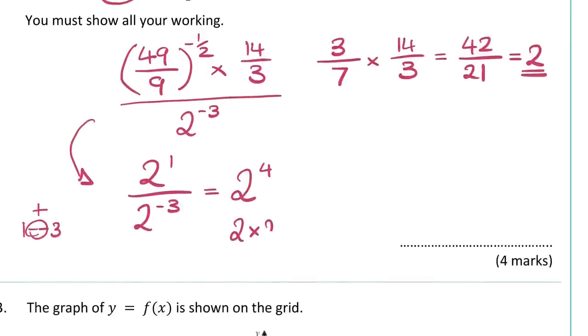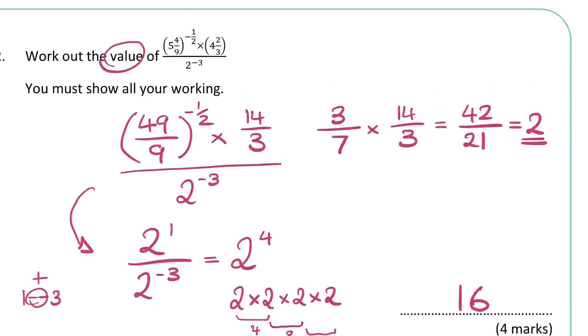So we need to do 2 times 2 times 2 times 2 again. 2 times 2 is 4, times 2 again is 8, times 2 again, 16. So our final answer, 16. And there we go. And that is looking at some negative and fractional indices.